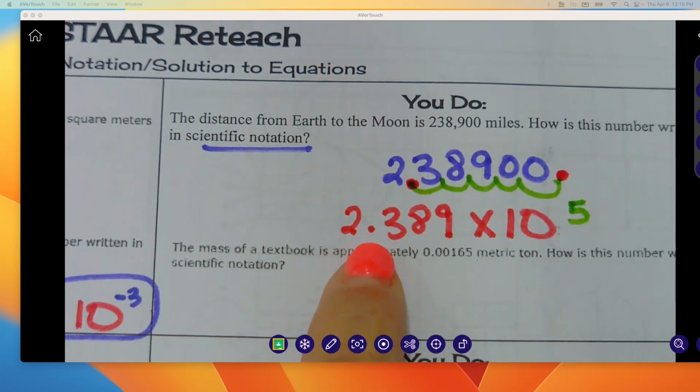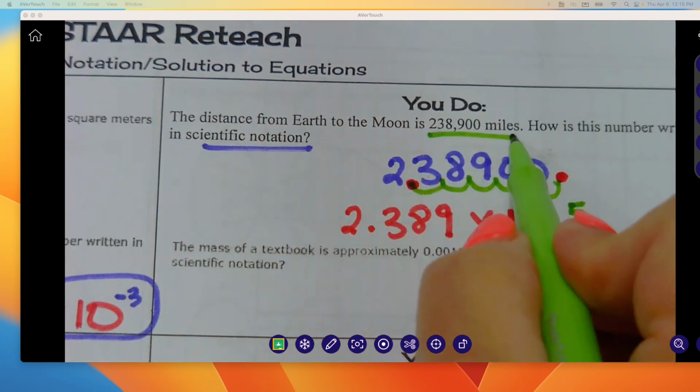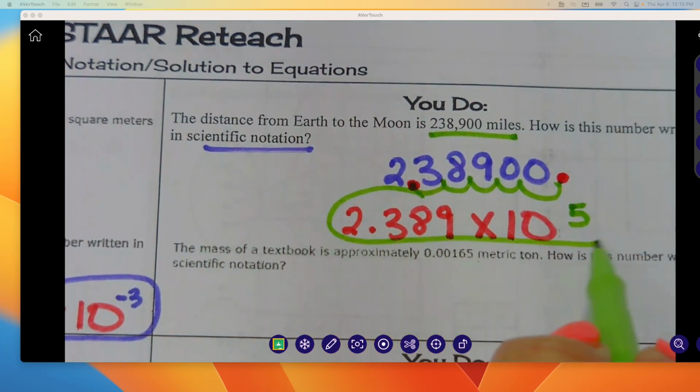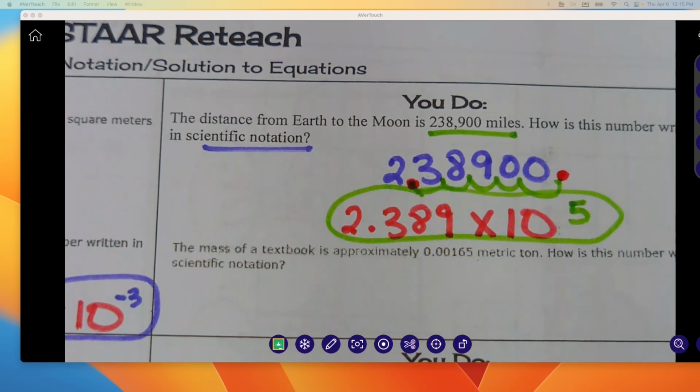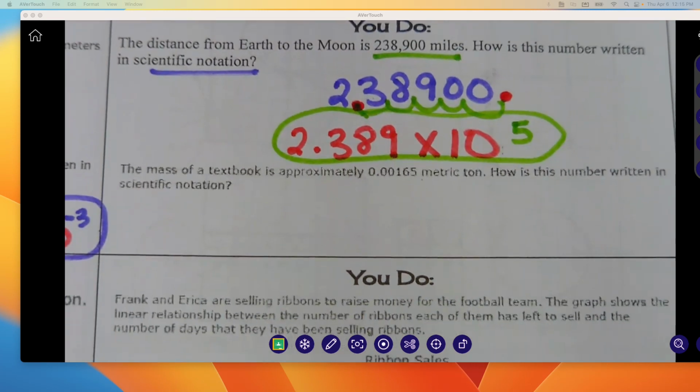And since we went from 2.389, when we multiplied, we got this big number. That tells me my exponent is positive. Okay, so hopefully that's what you got for your answer. Okay, let's look at the other one.